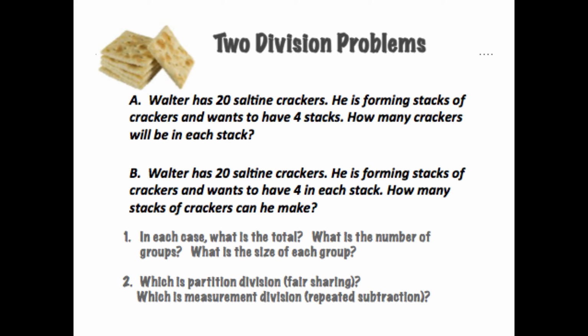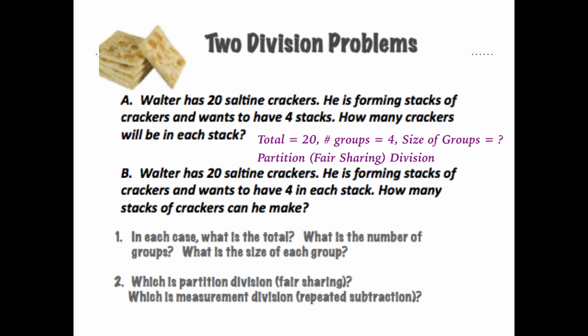All right, so did you try it out? Well, let's see if you got the same thing that I did. So for A, the total was 20, and the number of groups was 4, but we didn't know the size of the groups. We didn't know how many crackers were in each stack. So we know the number of groups, but not the size of the groups. So that is a partition or fair sharing problem.